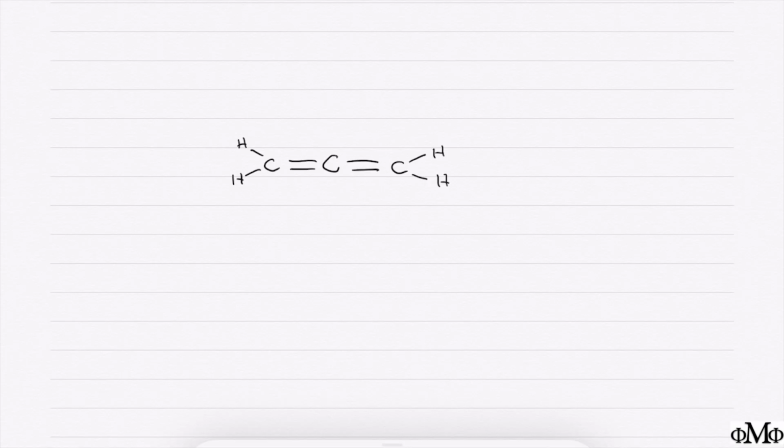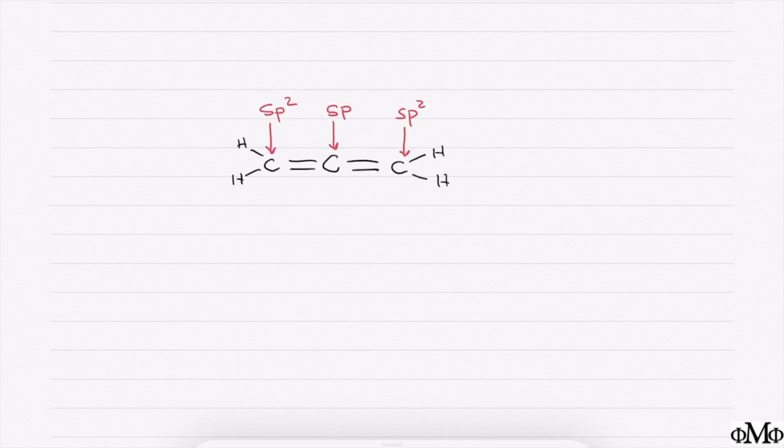What's the hybridization state of this carbon right here? sp2, because there are 3 electron groups around that. So that's sp2. Okay, what about this one in the middle? sp. That's right, 2 electron groups, sp. And then this is just the same as the one on the right, so we're going to call that sp2.